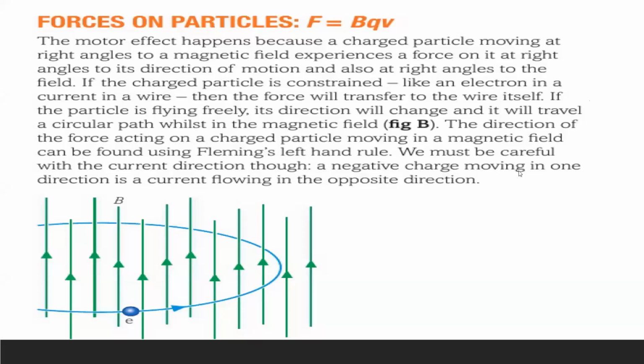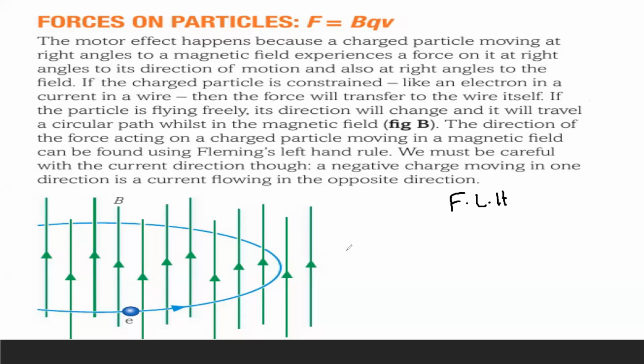So then we have a force on the particle. The force which is acting on the particle in a magnetic field, if the direction of the motion of the particle is perpendicular to the direction of a magnetic field, it will experience a force which will cause a circular motion. So for this, we use Fleming's left-hand rule.